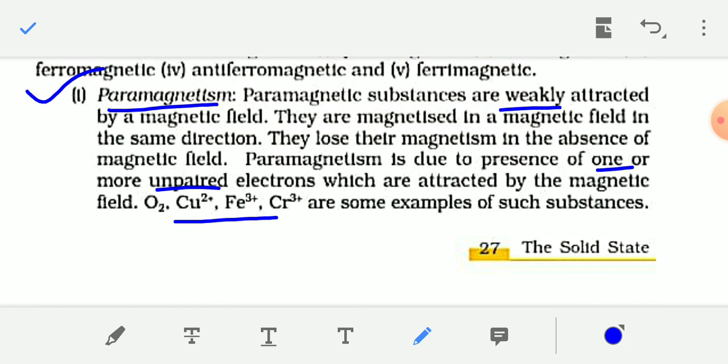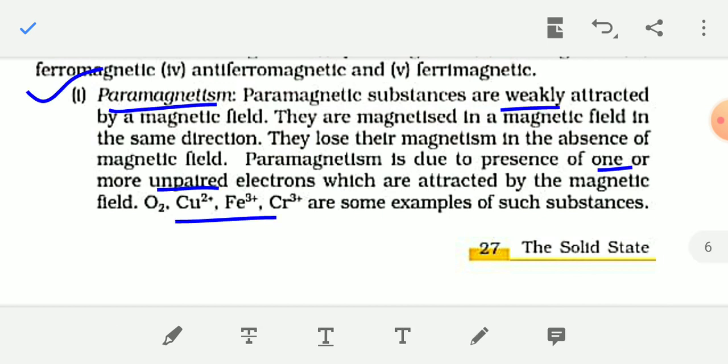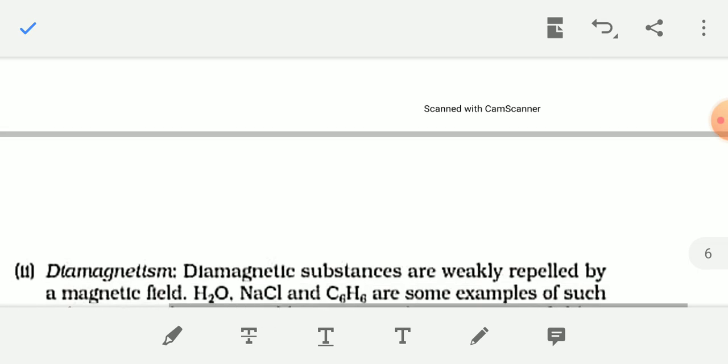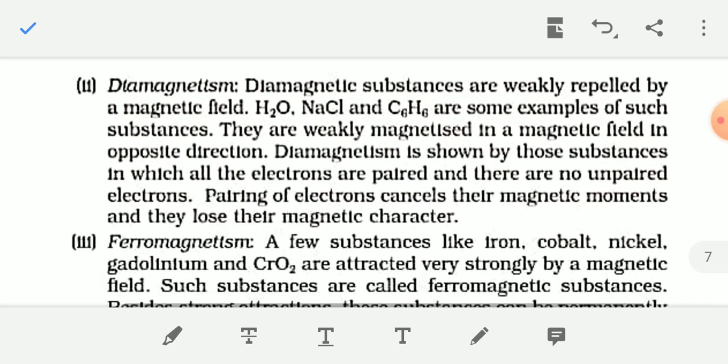These are paramagnetic substances which are weakly attracted by a magnetic field, and paramagnetism is due to the presence of one or more unpaired electrons. So you have to remember the definition with examples. Substances that are weakly attracted by a magnetic field are known as paramagnetic substances.